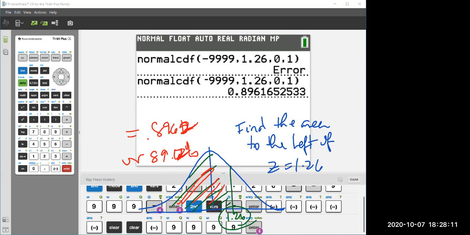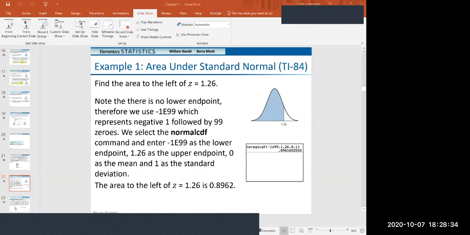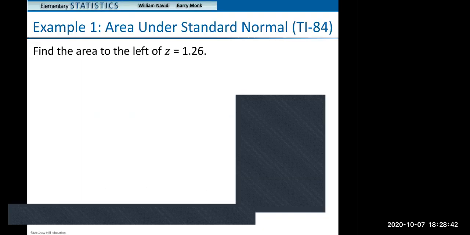All right. So using normal CDF, it's best that you identify your lower and your upper, right? So let's go back to our PowerPoint. Wait, I see a chat.